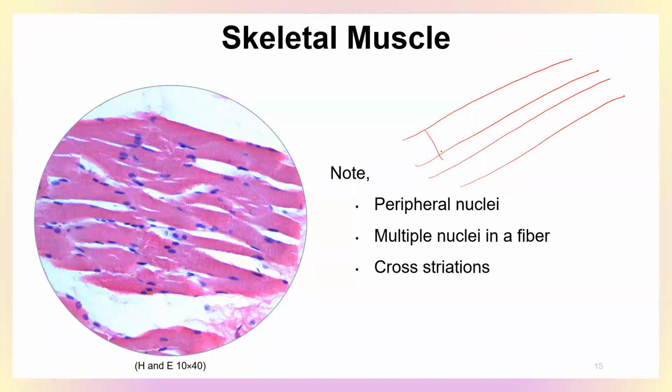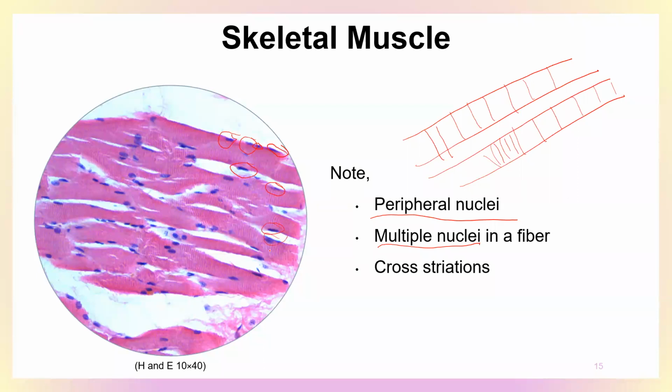You have cross striations. Okay? Cross striations like this, close cross striations, and multiple nuclei, multiple peripheral nuclei, right? Peripheral, multiple nuclei, and those are the nuclei, right? So you generally call a muscle cell a muscle fiber, okay?